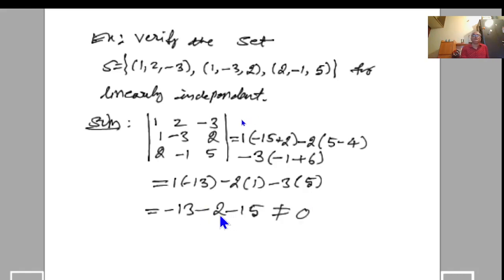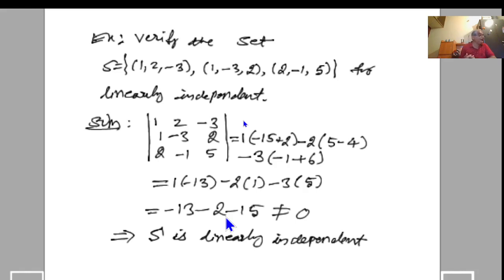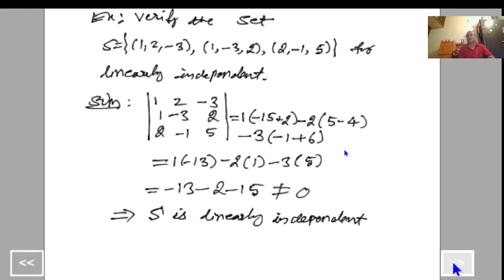So clearly we can observe that this is not equal to 0. I don't want the answer for this. I just have to check whether this value is equal to 0 or not equal to 0. Clearly this is not equal to 0. If this is not equal to 0, then this implies the given set S is linearly independent. Okay, they are linearly independent. Next, one more example.